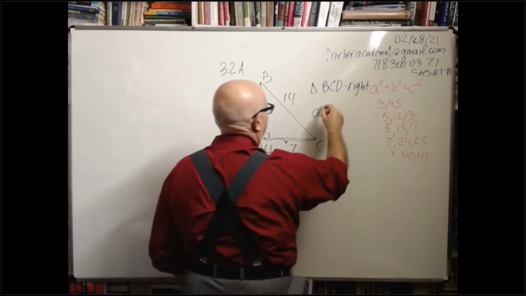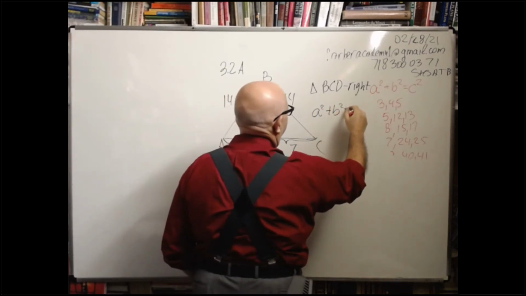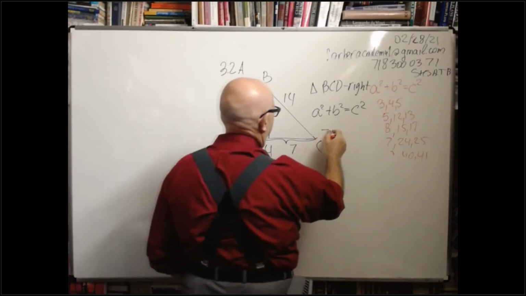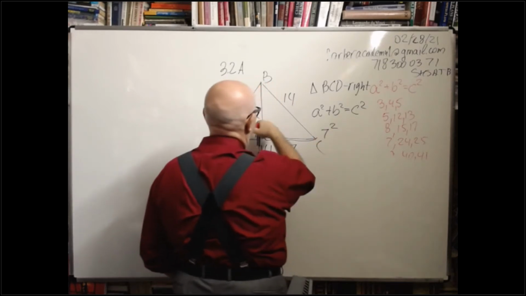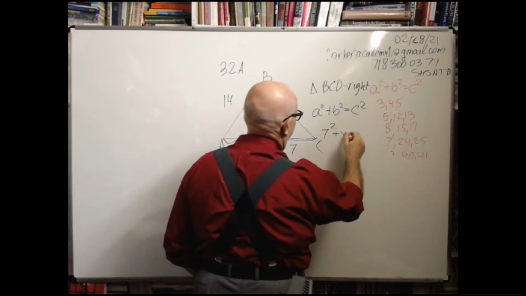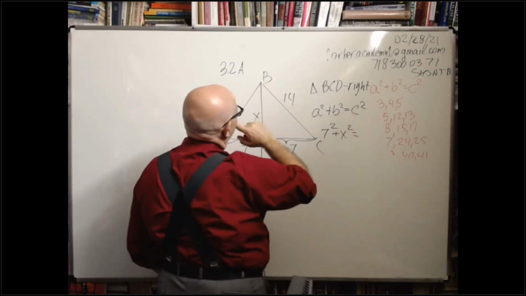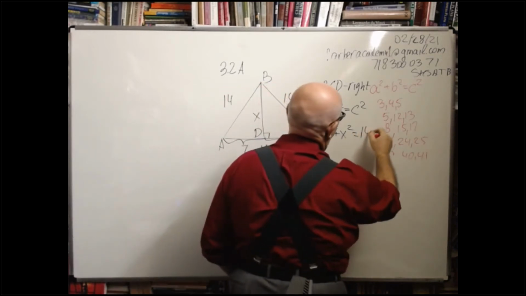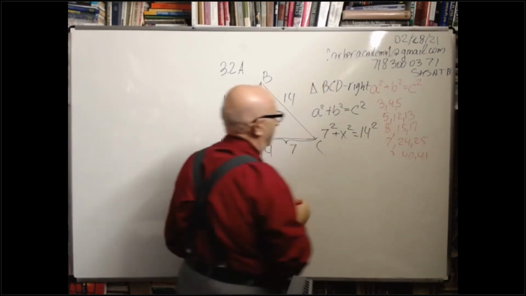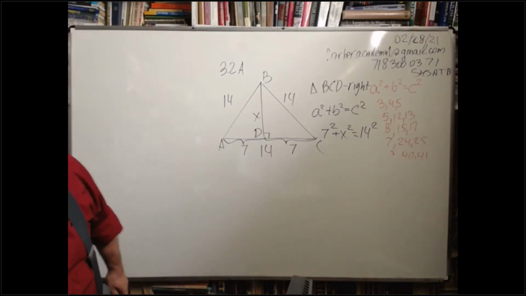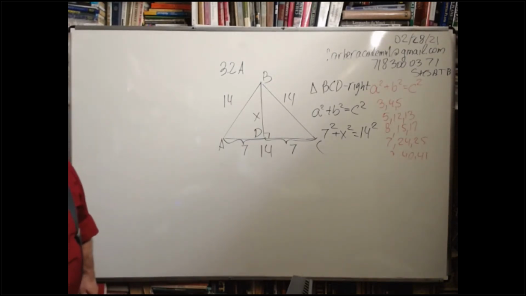A squared plus B squared equals C squared. A squared is 7 to the second. B squared is x to the second, equals 14 to the second. I step back. Ask me any questions if you have. Who understands this 100%?